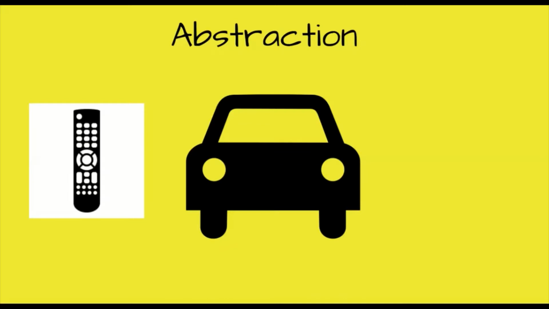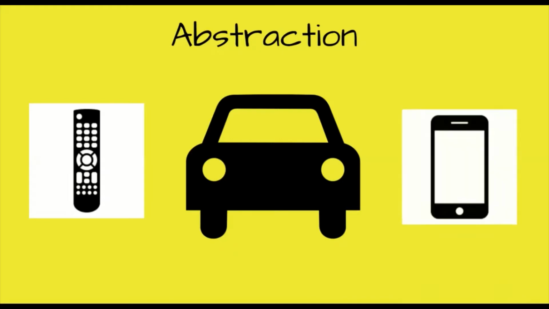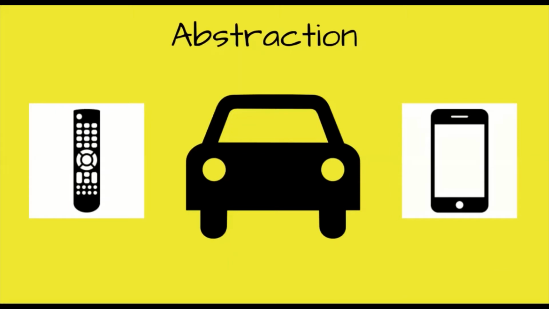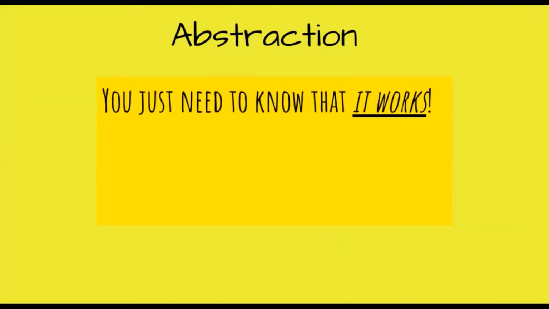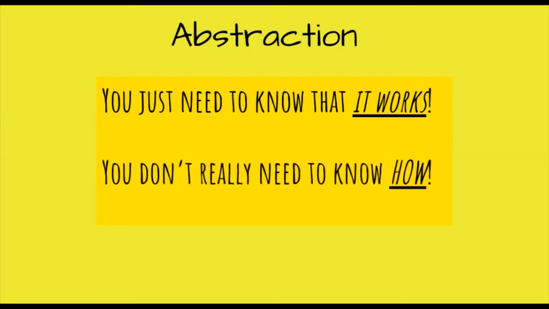Another example is when you hit the gas, you know that the car is going to accelerate, but what you don't know is what is going on inside the car that makes it accelerate. And of course, how can I forget the example of your dear iPhones? You know how to do everything on it, but what you don't know is what is going on inside your phone when you do stuff on it. So basically, abstraction just boils down to two things. You just need to know that it works, and you don't really need to know how.